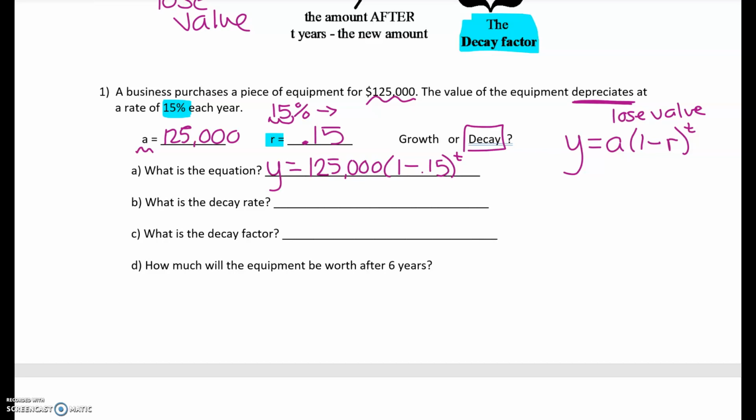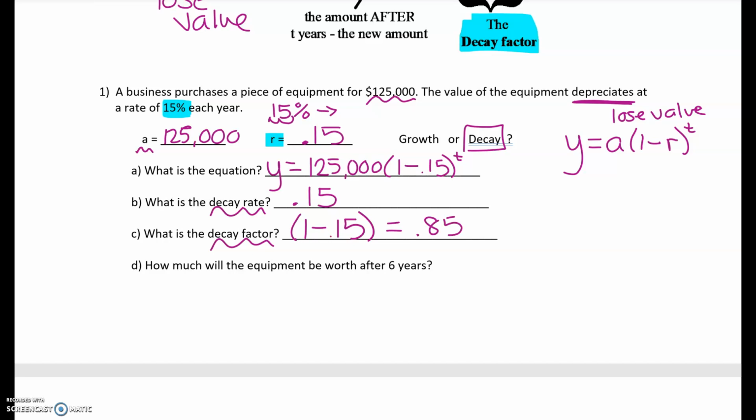So I've got 2 specific questions. What's the decay rate and what's the decay factor? Remember, the rate is actually our r value, so here it's 0.15. Our decay factor, remember, is what's inside the parentheses. So 1 minus 0.15. If you type that into your calculator, it makes it really easy. This is going to be 0.85.